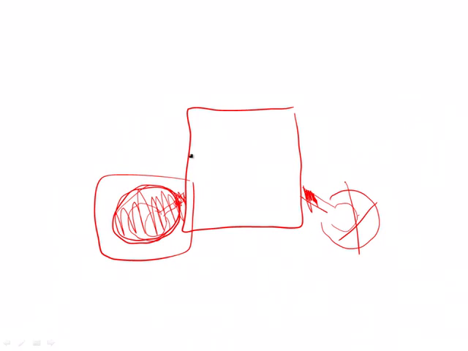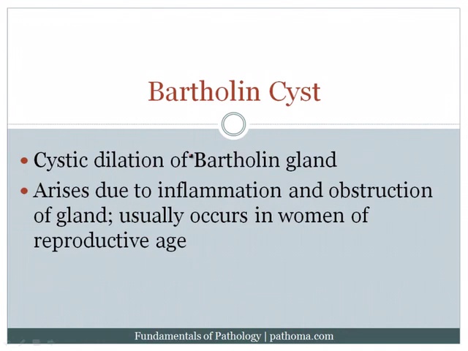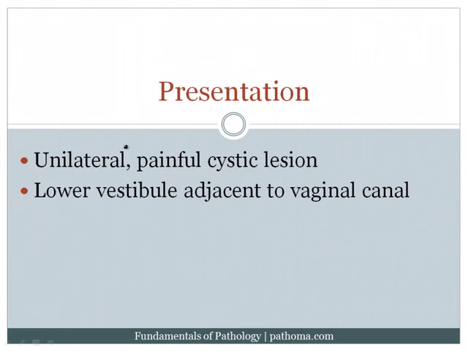So let's read together what I've written for you in the book, and you can follow along there. So Bartholin cyst, it's a cystic dilatation of the Bartholin gland. I've already explained that. Again, it arises due to inflammation and obstruction of the gland. We've done that. Usually occurs in women of reproductive age. The presentation is a unilateral, painful cystic lesion, and where would that be?